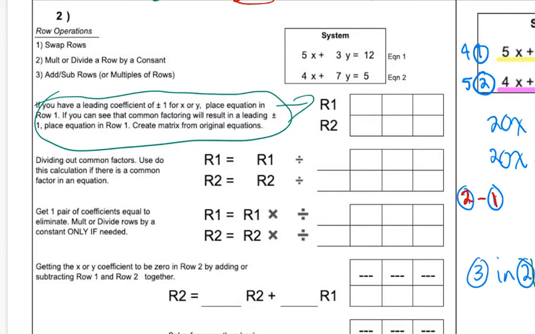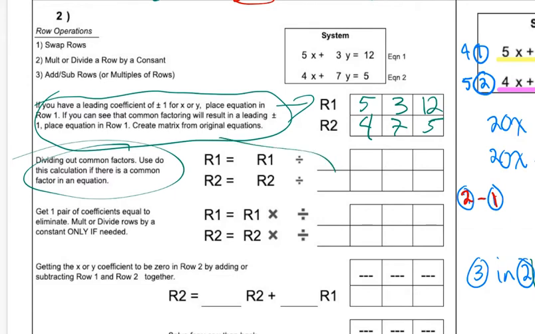So I don't even have to worry about that. Well, I need to write it down. So 5, 3, 12, 4, 7, 5. Okay, dividing out common factors. There are none, so I don't have to do this. Get one pair of coefficients equal so that you can eliminate. So what are we going to do? We said from the last time we were going to take row 1 and multiply by 4.